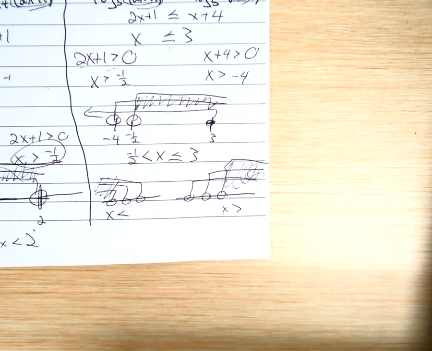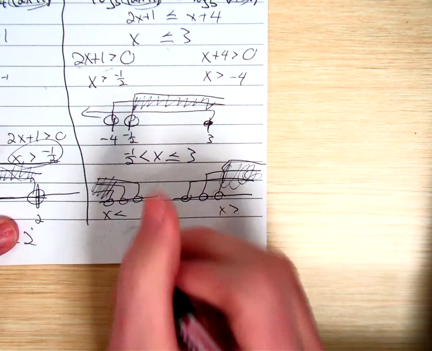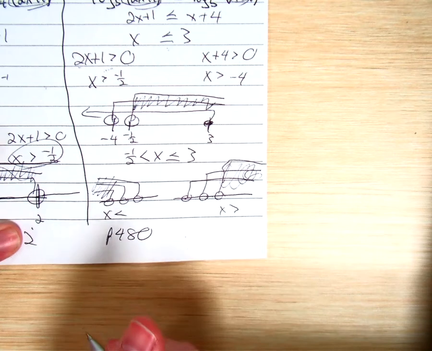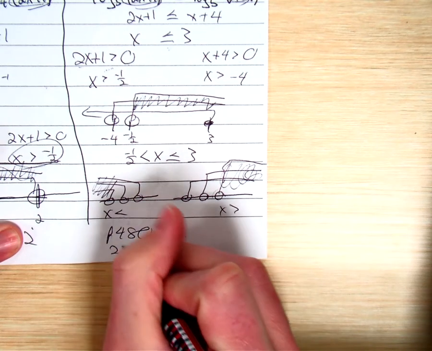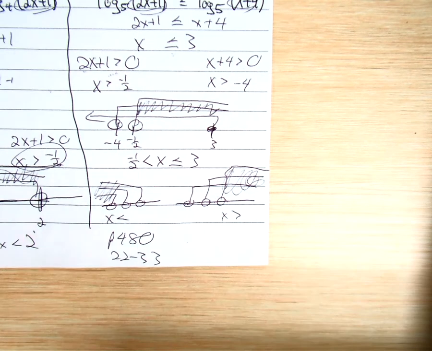Okay, let's see what we got for homework today. 7.4 day 2. We're on page 480. 22 through 33. Inequalities.